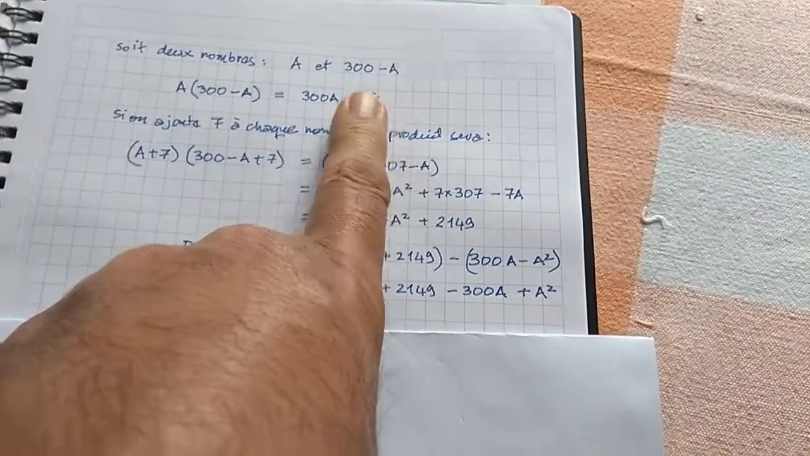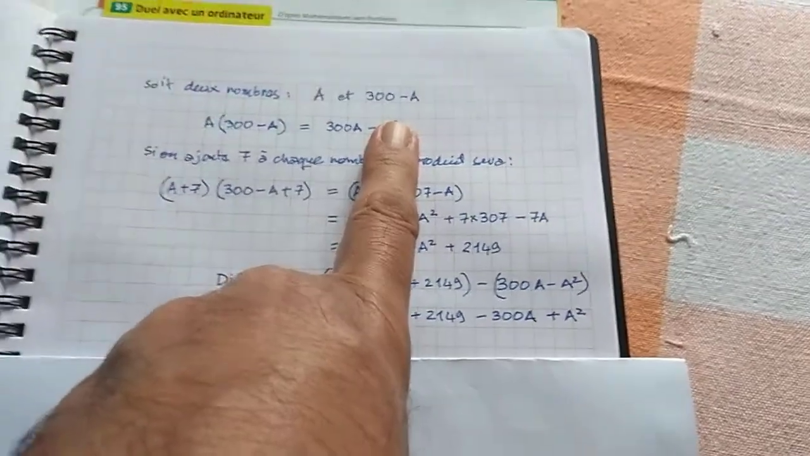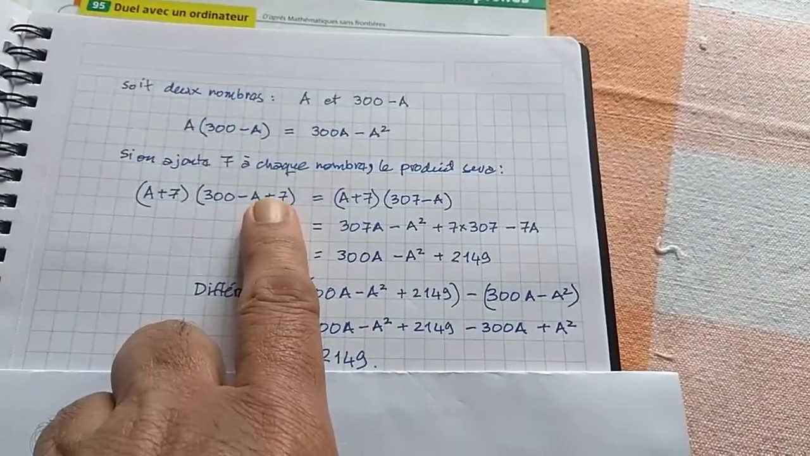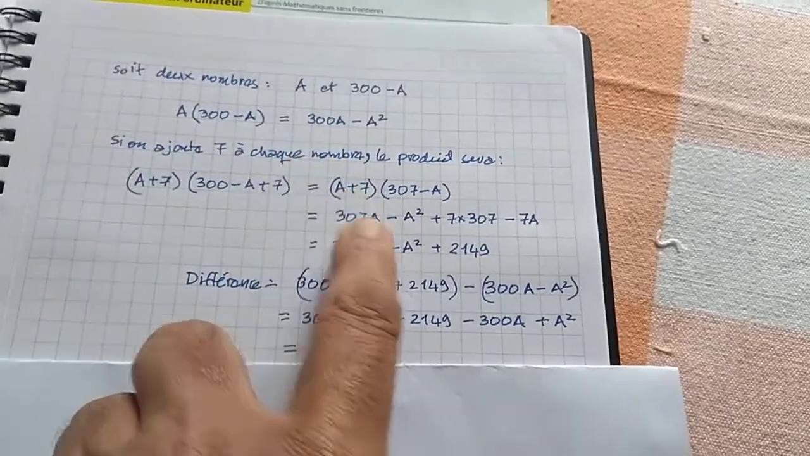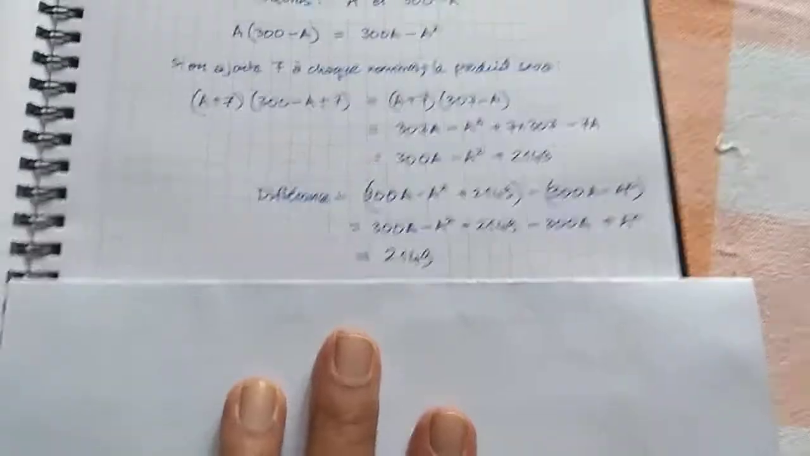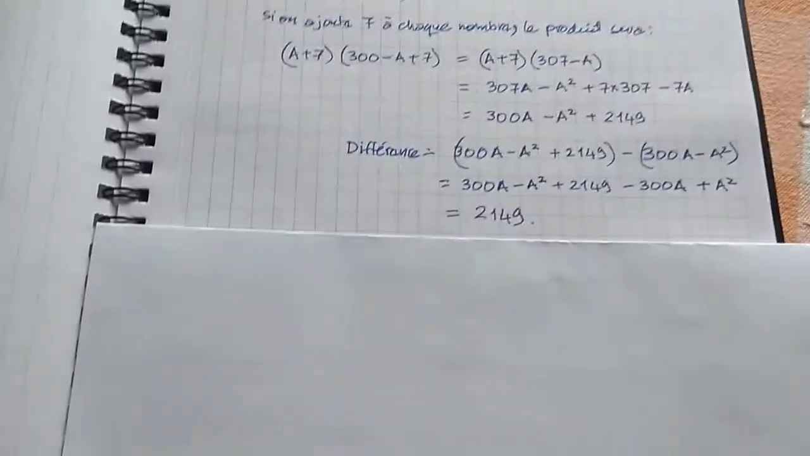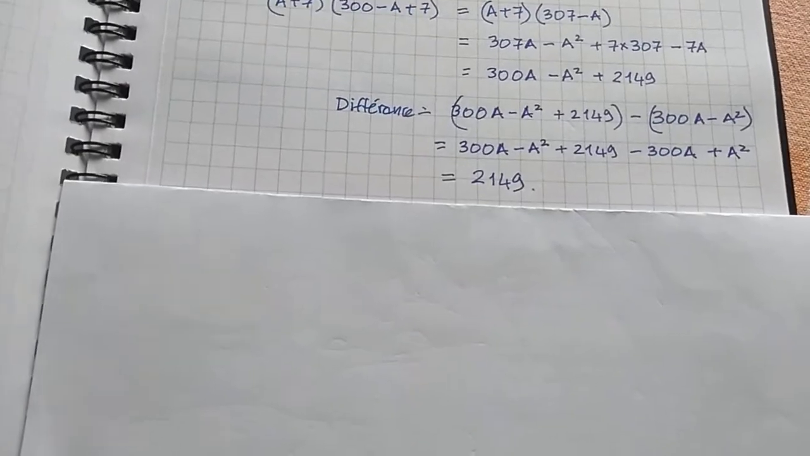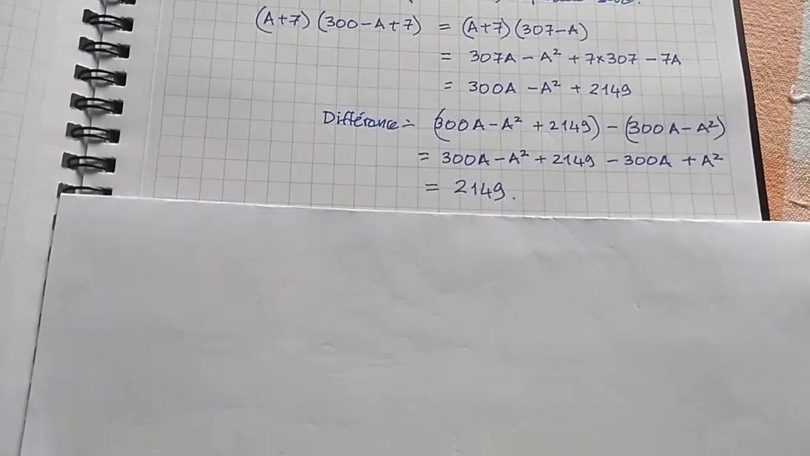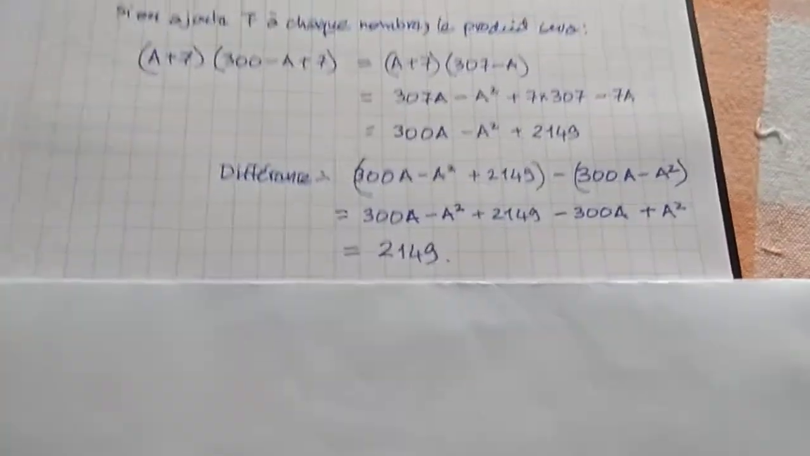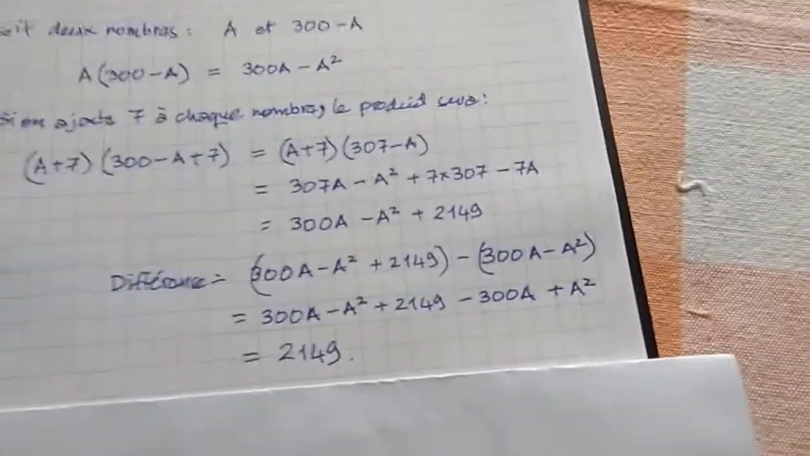You have again proven that if you take two numbers whose sum is equal to 300, you add 7 to each number and you multiply them, then the difference in products will be 2149. Okay, so this is problem 89, and let's come to the next problem.